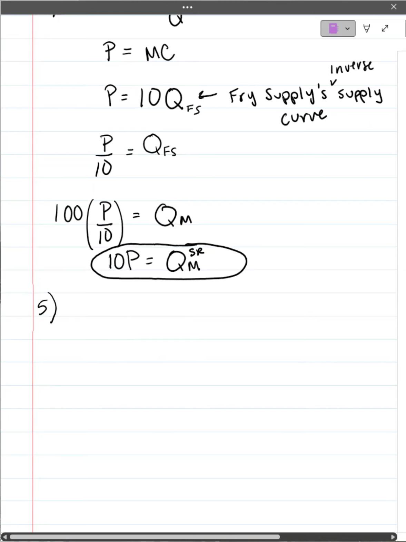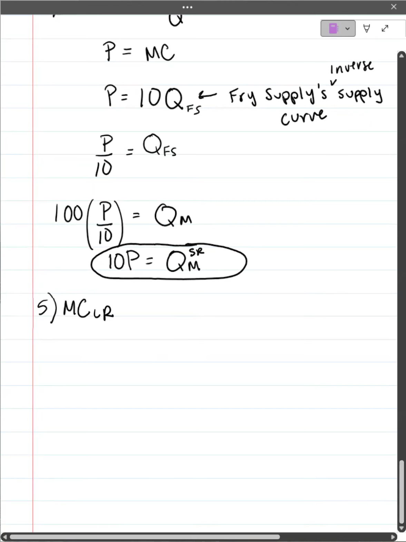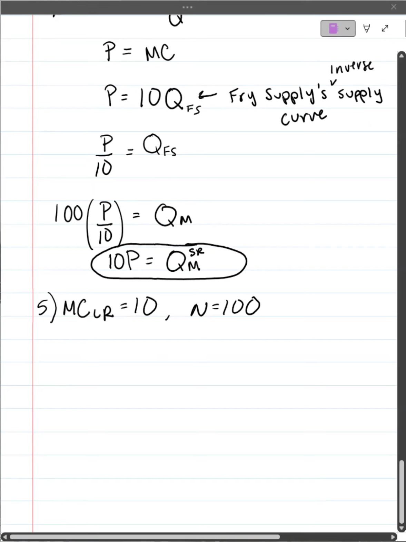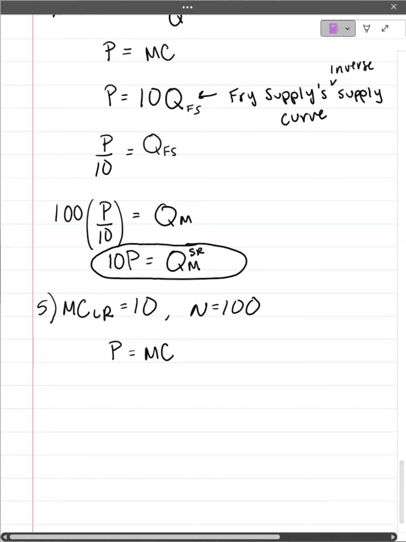Moving on to 5, this is our last practice problem. Now we're given Fry Supply's marginal cost in the long run, which is constant at 10. And again, Fry Supply is one of 100 firms in this market. And we're asked to derive the long run market supply curve for fries. And again, this is a perfectly competitive market. So we're going to start from that assumption that price equals marginal cost. Okay, so for Fry Supply, its marginal cost is 10. So we're going to set price equal to 10. Note here that there's no quantity variable. And so this is actually where we stop.